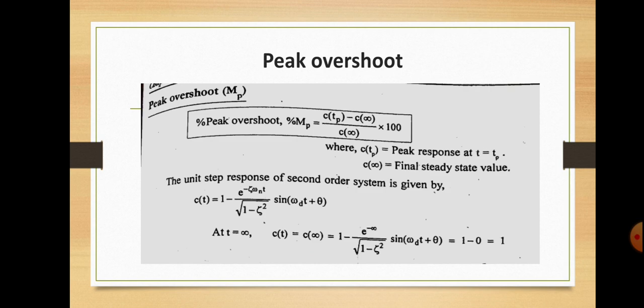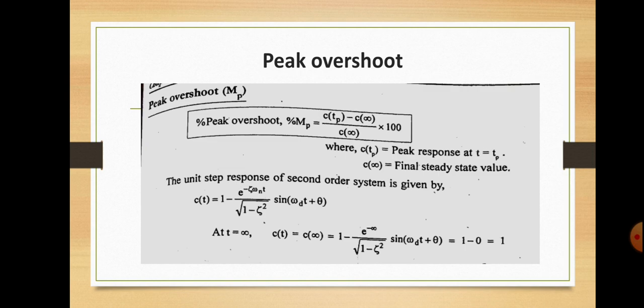You know that peak overshoot is measured as the difference between the maximum value and the final value. It is the ratio of that difference to the final value. So peak overshoot in percentage can be found by the equation Mp equal to C of Tp minus C of infinity divided by C of infinity into 100%, where C of Tp is the peak response at t equal to Tp, and C of infinity is the final steady state value.